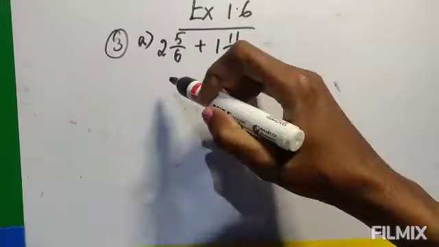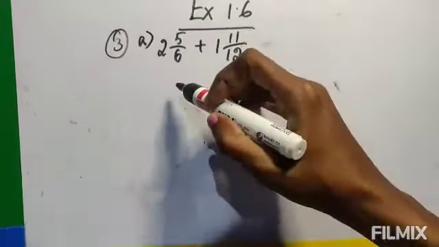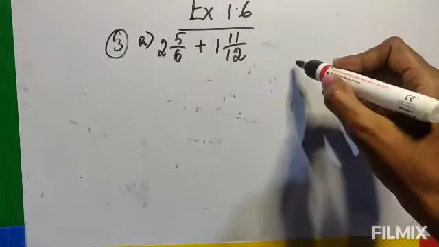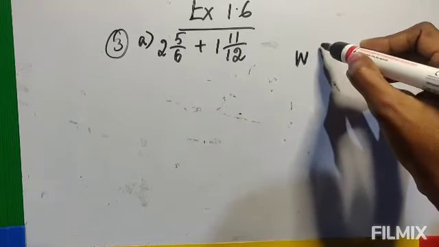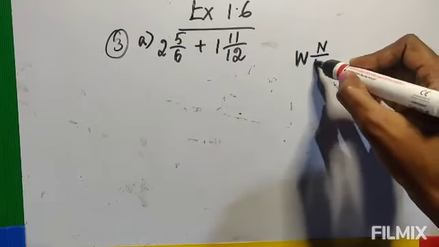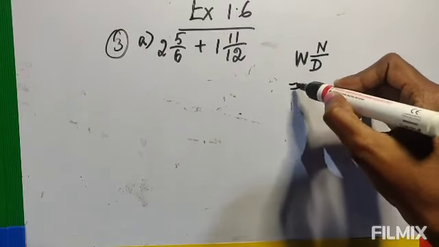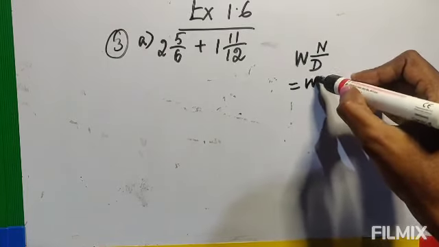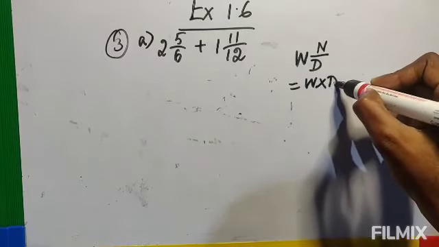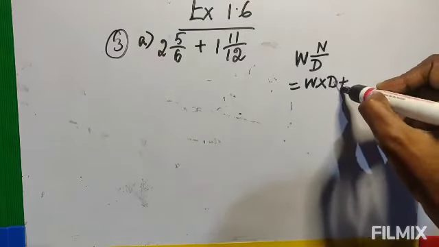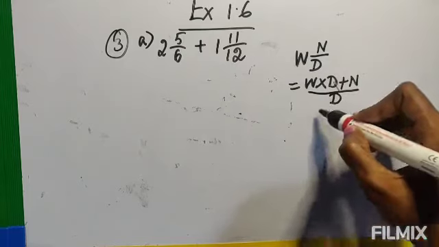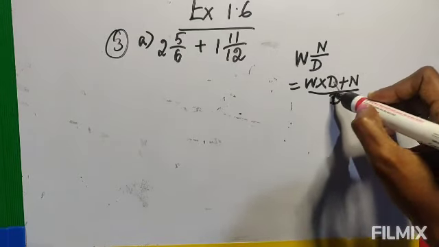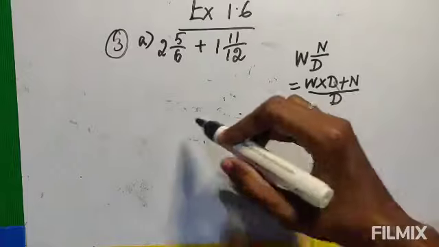When it is given in mixed numbers, first I told you to convert them into improper fractions. How do you convert a mixed number? The format of a mixed number is whole number, numerator by denominator. When you convert into an improper fraction, you multiply the whole number by the denominator, plus the numerator, by the denominator. This denominator must be there. Some of you are not writing this denominator, that's why I am explaining this.